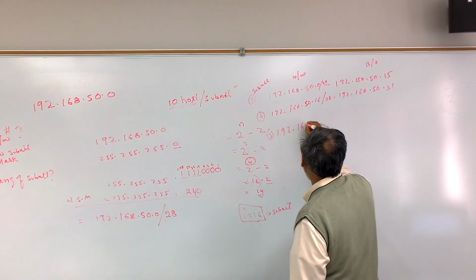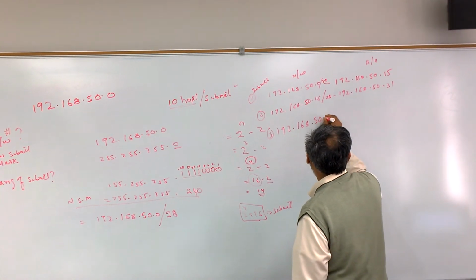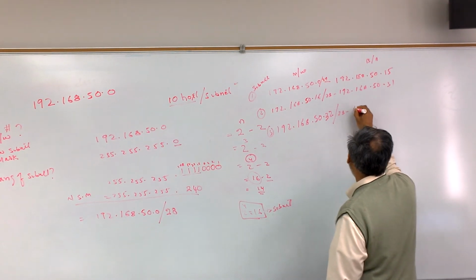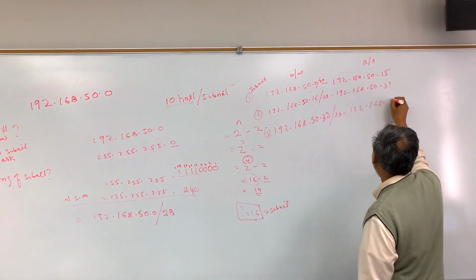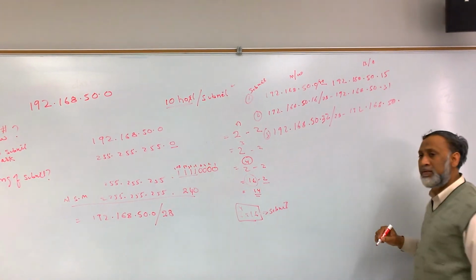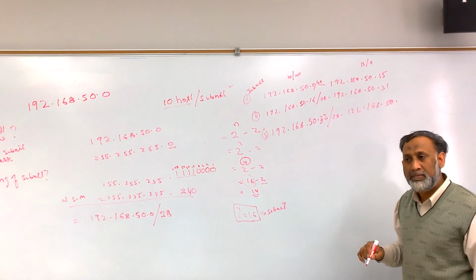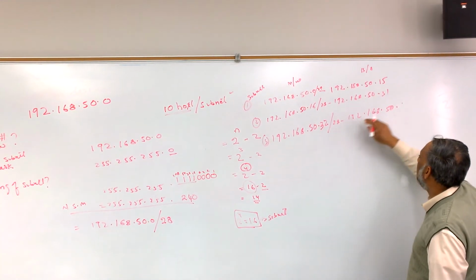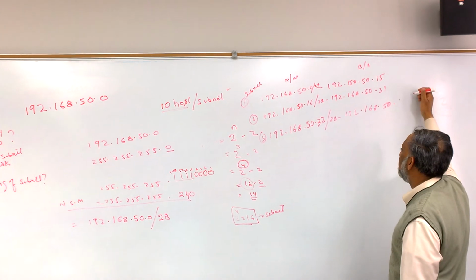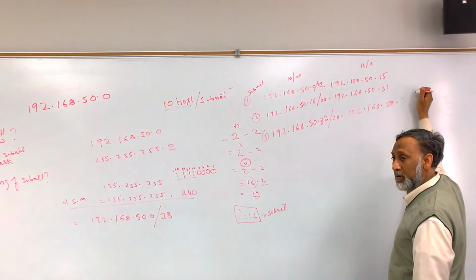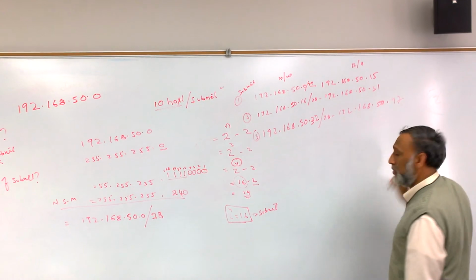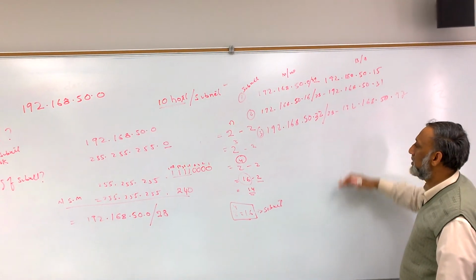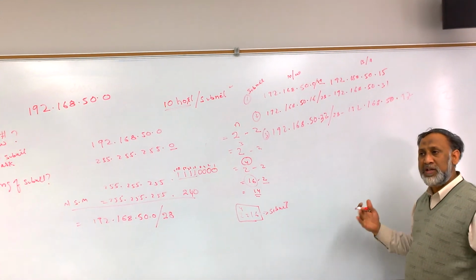Go to the next range, 192.168.50. Now your next network address will be 32/28, and then 192.168.50. What is the next number? After 32, it is 32 plus 16, which is 48. So the broadcast is 47. You keep adding these ranges like this in increments of 16.